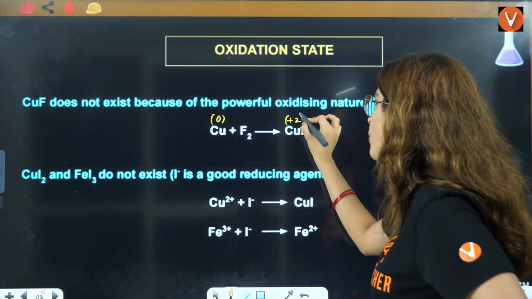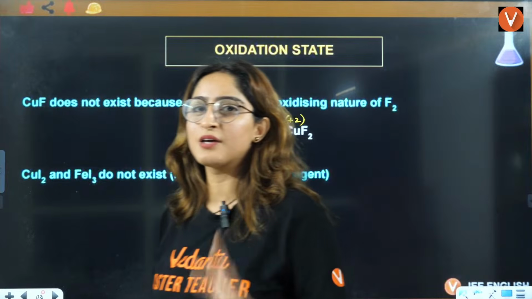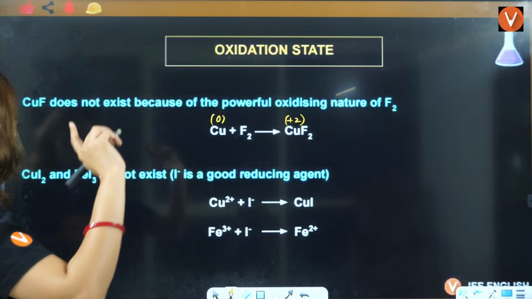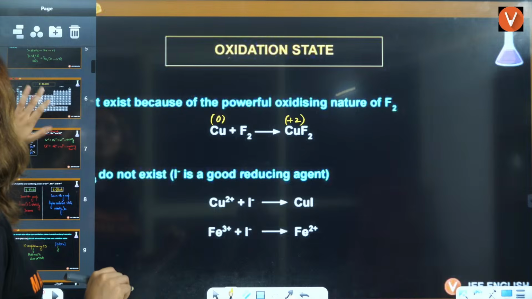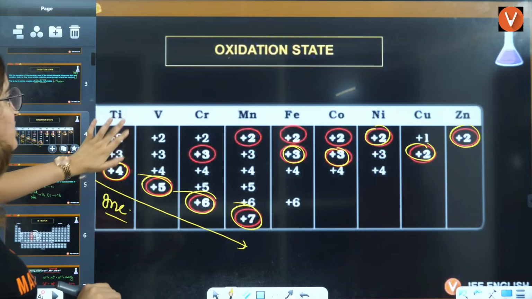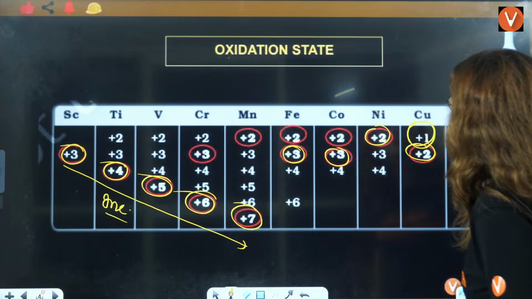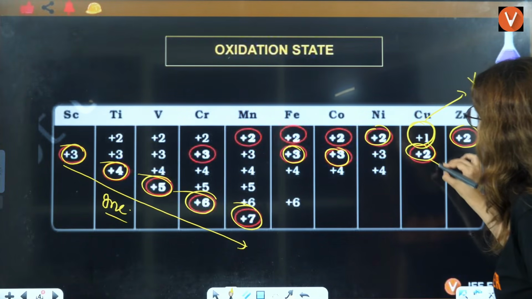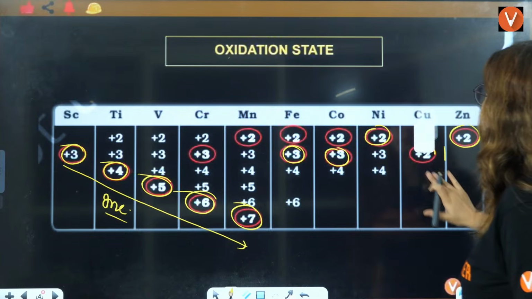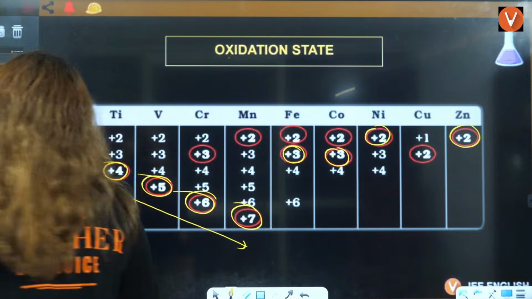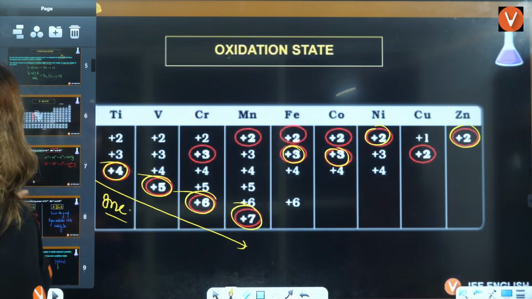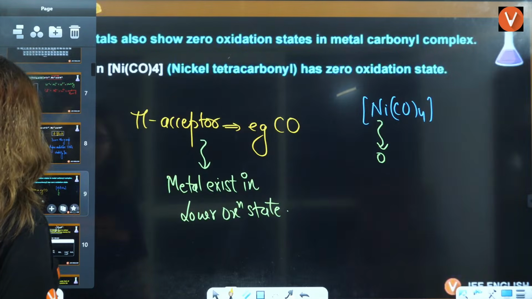Now I'll ask you one thing. This question should be in your head when you saw this: ma'am, why is plus 1 not more stable? Why is plus 2 more stable in case of copper? Let's see why I am discussing that.